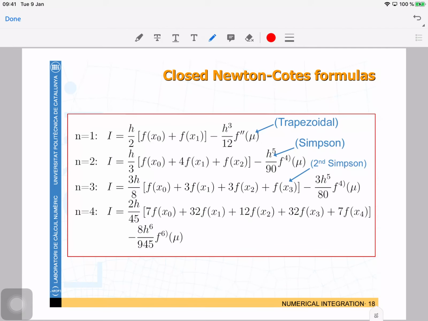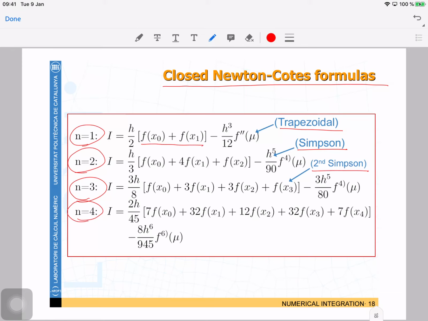This is a summary of the closed Newton-Cotes formulas for different choices of n. For n equal to 1 it is trapezoidal, 2 is Simpson, and 3 is the second Simpson. You see that with increasing n, the number of terms in the sum also increases. I note here that the order of quadrature in the case of Simpson is the same as in the case of second Simpson.